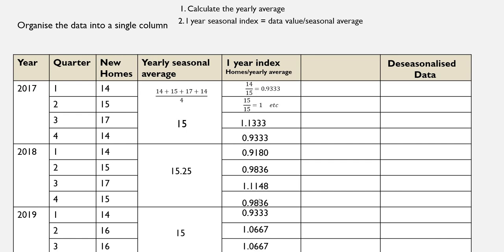And that gives us our indexes for our first year, and our second year, and our third year. But what we want to do is create average seasonal indices over the entire 3 years.